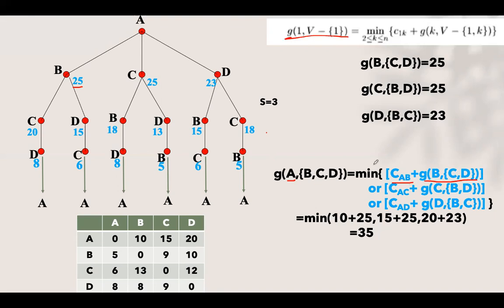Next, cost of A to C, then C to B or C to D. That also we know the results. Next, cost of A to D plus D to B or D to C. Okay, that is this one. So 10 plus 25, 15 plus 25, and 20 plus 23. Among these three, this is the minimum. 10 plus 25, that is 35. So we are going to take this path from A to A.